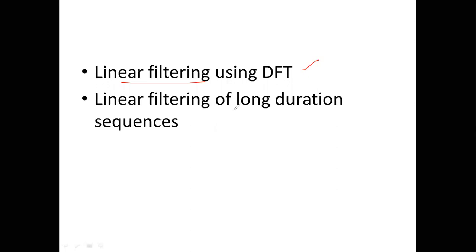But what if the duration is very long? Say, my audio typically contains, if it's MP3 quality, 16,000 samples per second. 16,000 samples in 1 second. But the length of my impulse response is going to be only 4 for a 4th order filter, or 60 for a 60th order filter. So it poses a very interesting problem, maybe in the next class.